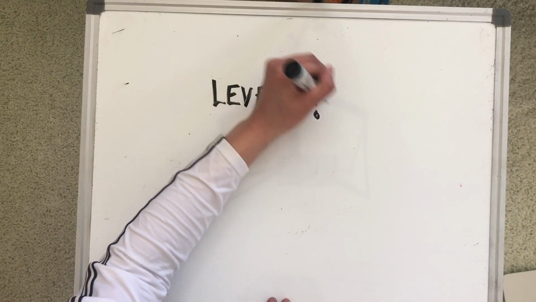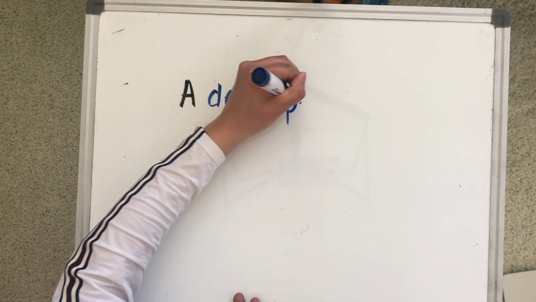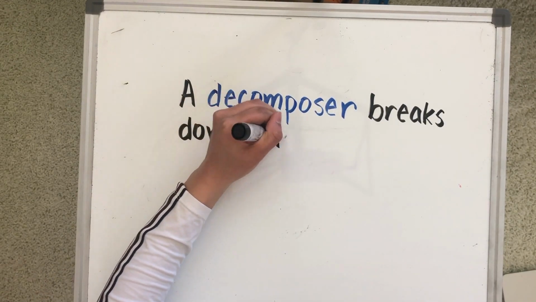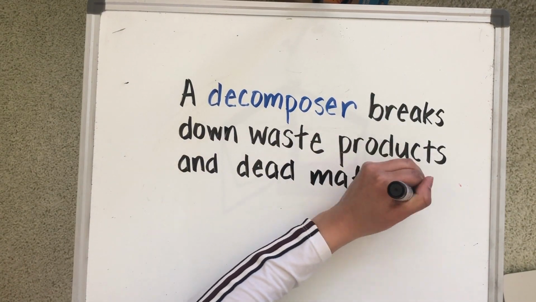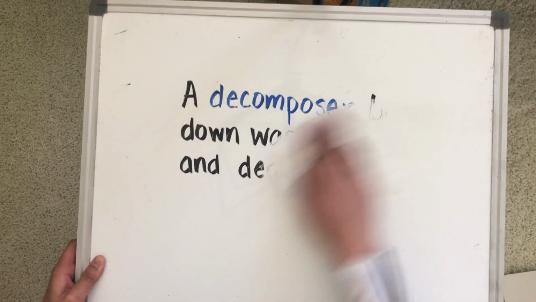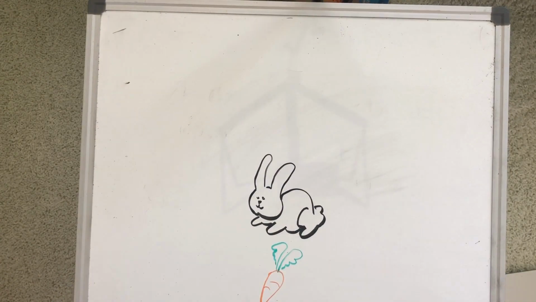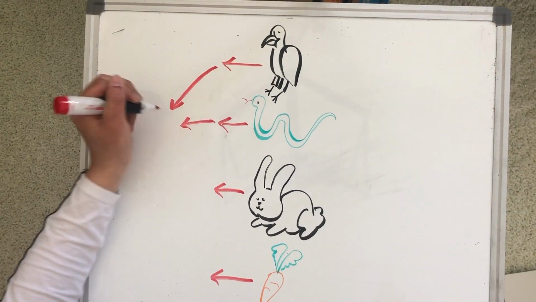Before we get into energy, let's talk a little bit about our last level, which are our decomposers. They don't really fit into a level. Instead, a decomposer breaks down waste products and dead matter from all living organisms. All levels of the food web produce waste, or waste products. These are collected by the decomposer who breaks them down.